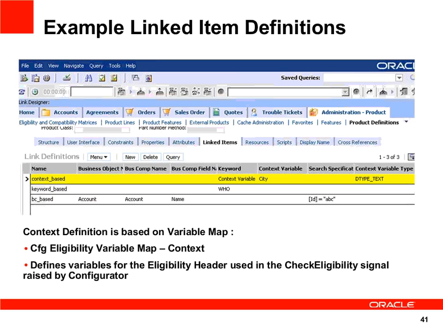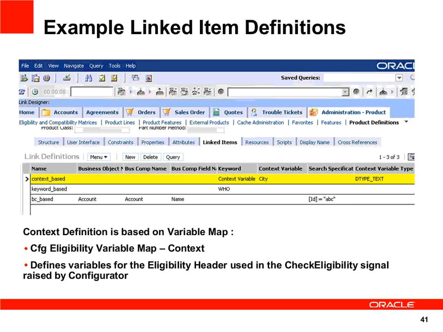Here on this page I have summarized all the possibilities for how to define linked items. One is BC-based, that's the last line item. This is the original approach. And you can also use keyword-based, but we only have a few keywords you can use. And the newest one is content-based. So in this case, you are using a variable from a variable map, and the linked item is filled with the value of this variable.